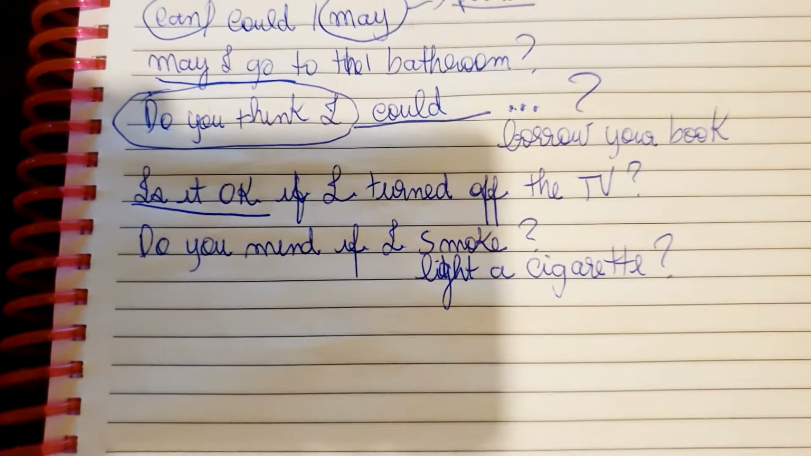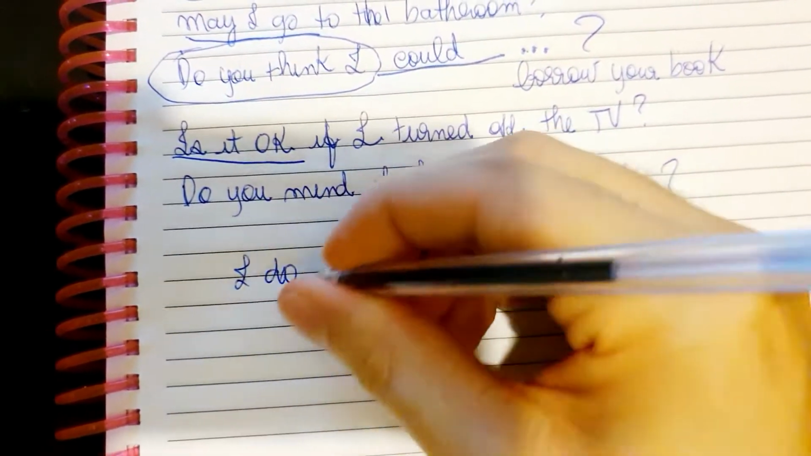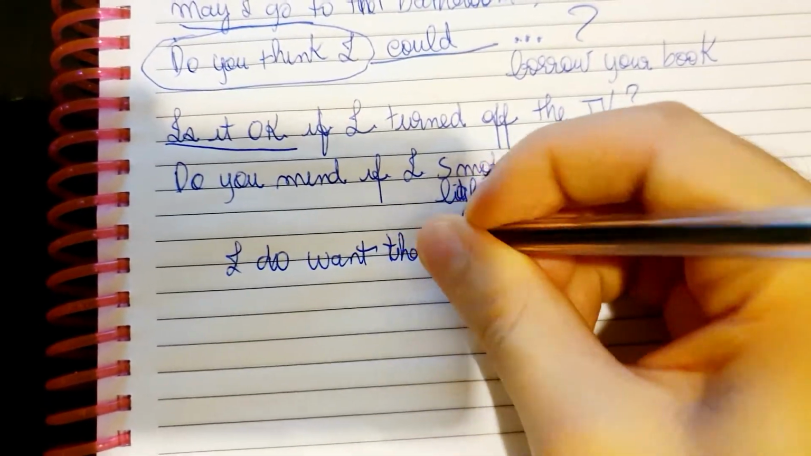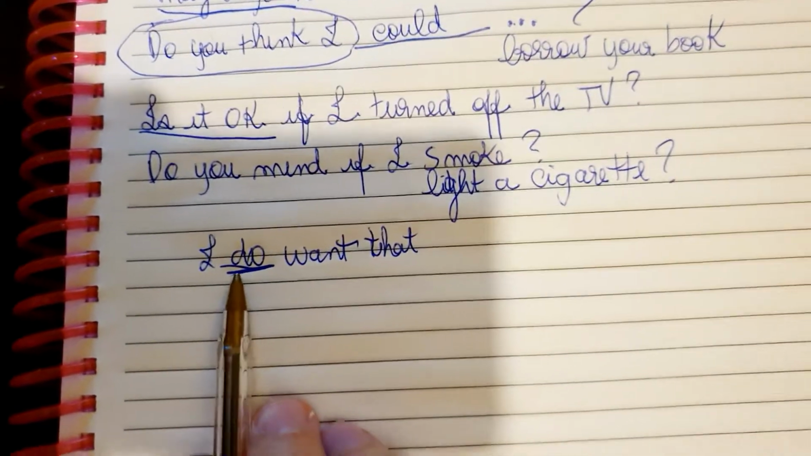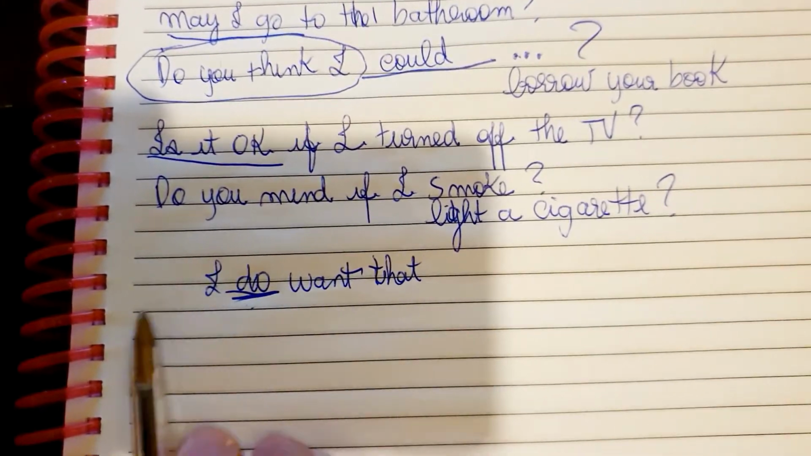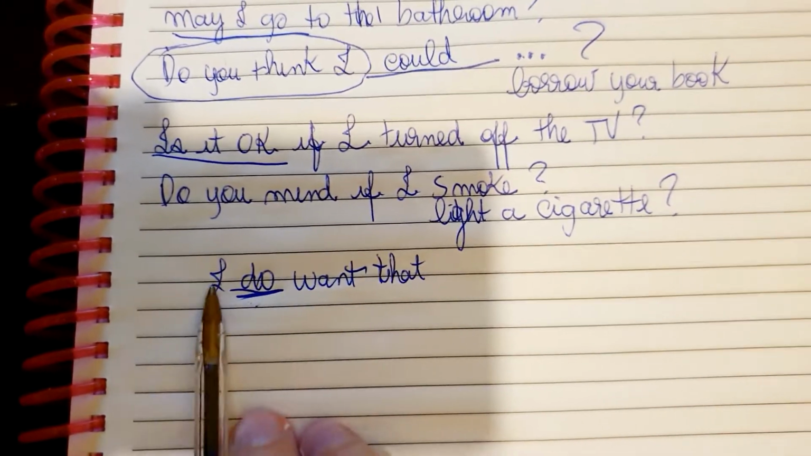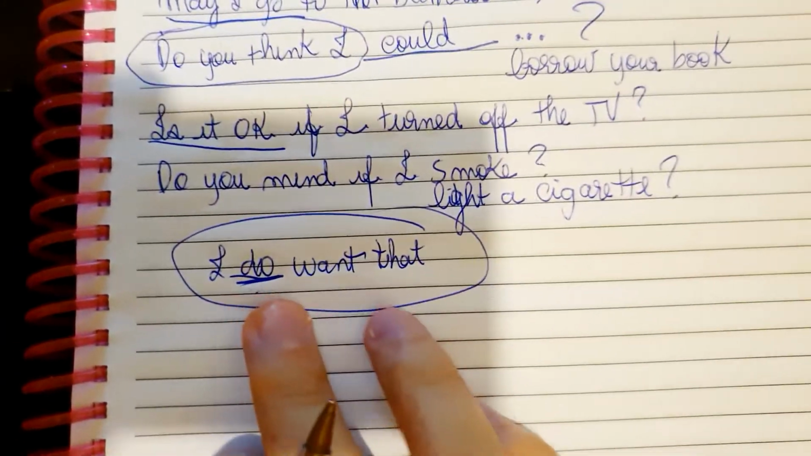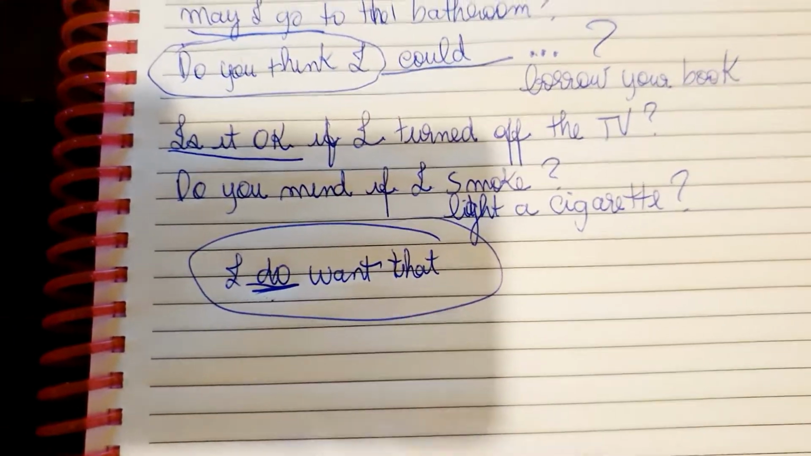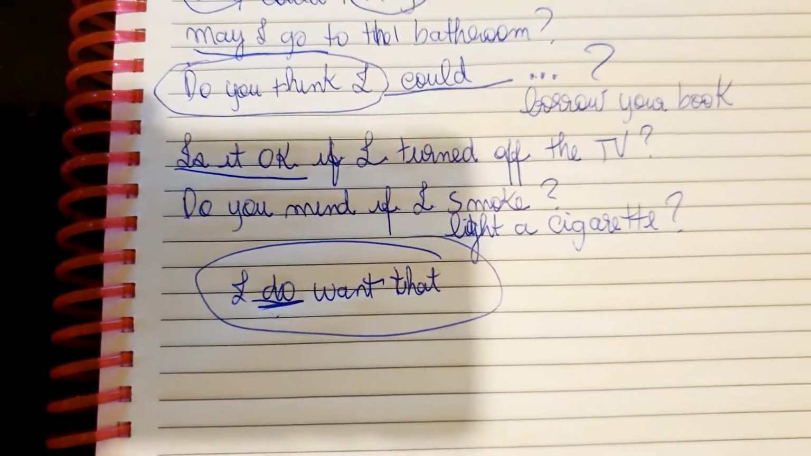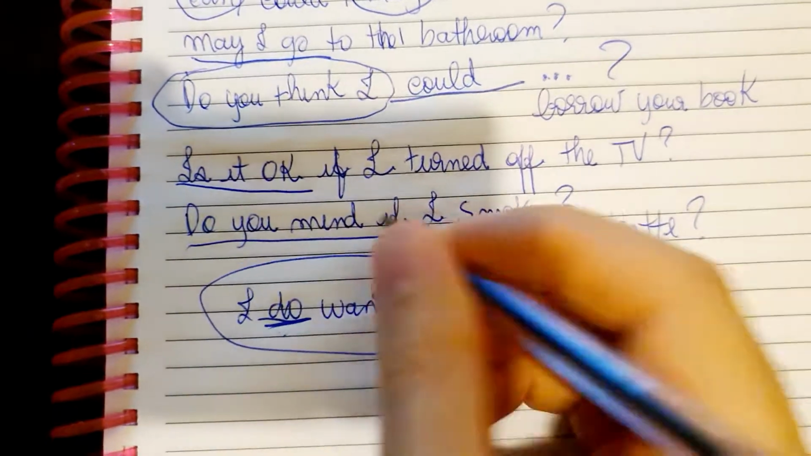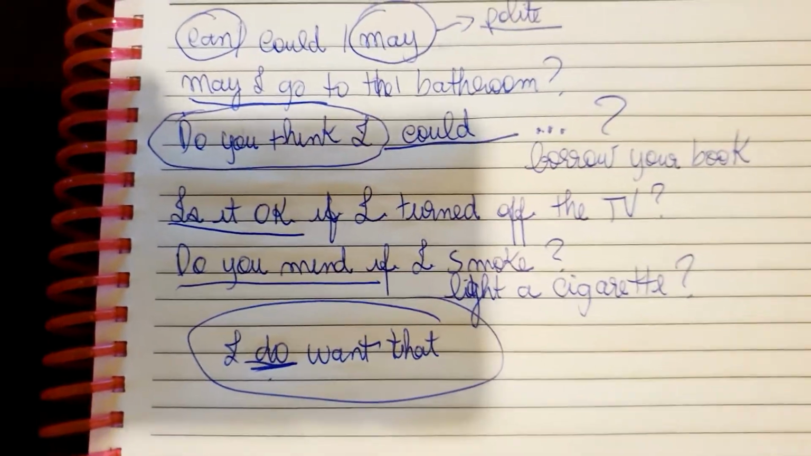You know, when you want to emphasize something, I do want that. You can use the verb do to give emphasis, even in affirmative sentences, right? For example, I do want that. It means that I really want that. It's used to give emphasis, right? Okay, so do you mind if it's possible to ask to do something?